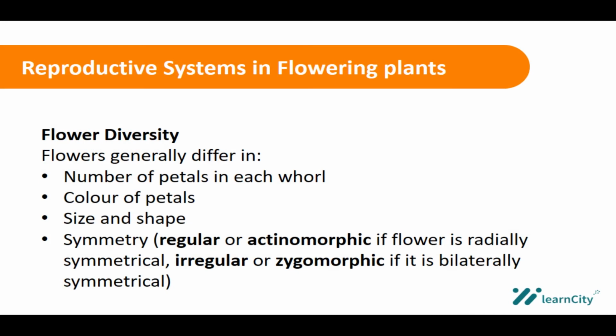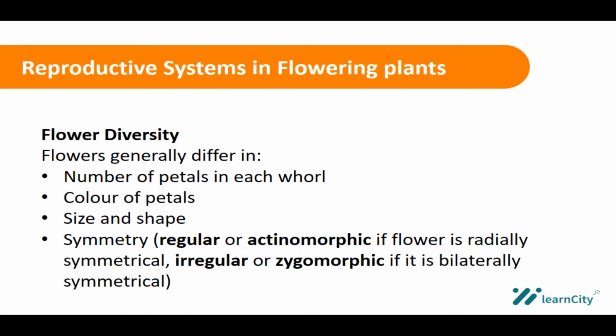So flowers could differ in, number one, the number of petals in each wall. Like we could have a different number of petals in the sepals, in the petals. We could have a different number of petals in each wall. So we could have various numbers of petals in the various parts in each wall found in a flower.